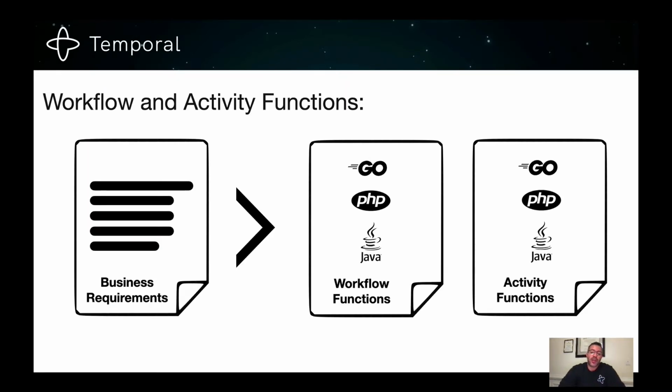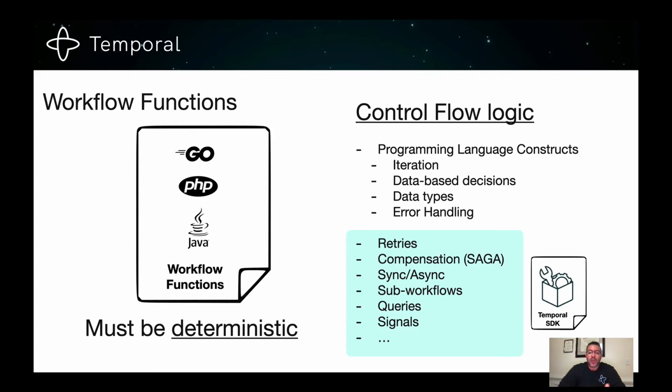Now, the way we define our workflows in Temporal is that we translate our requirements to workflow functions and also activity functions. Workflow functions really define our control flow logic. And since we use a programming language to define it, you can use a lot of different programming language constructs, such as iteration and decisions. You can define data types, and we can also use the existing error handling provided by the programming language. The Temporal SDK on top of that provides a lot of different things like retries.